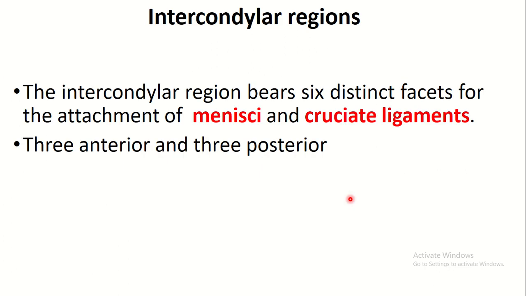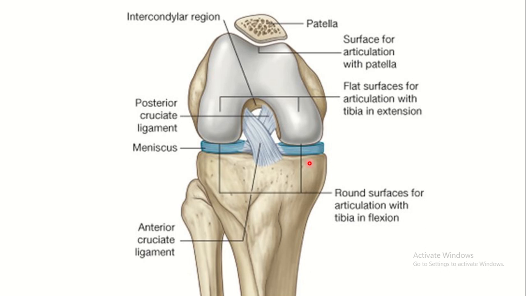هتكلم عن الانتركوندايلر ريجن، وقلنا الانتركوندايلر ريجن don't take part in articulation، ما بيها articulation but is an important area for attachment of ligaments and cartilages. The intercondylar region has 6 distinct facets for attachment of menisci and cruciate ligaments. The anterior عنده 3 والposterior part عنده 3.